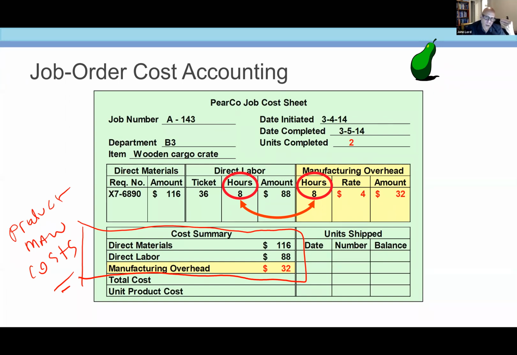Now, the problem with this job order cost sheet is that we have to get the information on this job order cost sheet into our accounting system. How do you get information into your accounting system? Do you wish it in there? Do you sit there and go, please, gods of accounting, let this information fly into the accounting system? How do you get information into an accounting system?